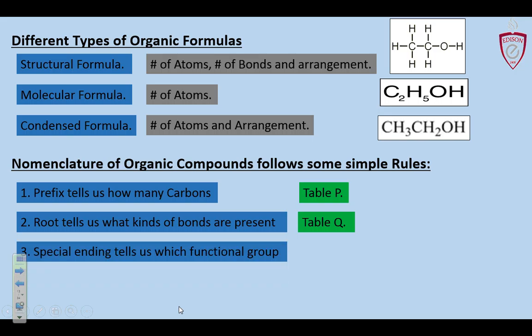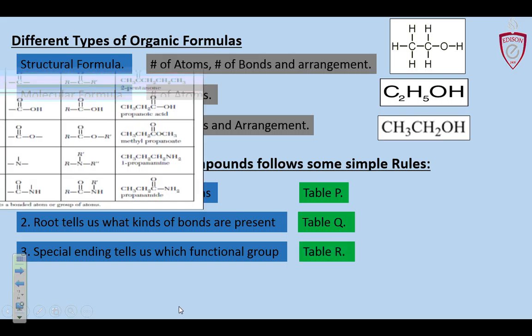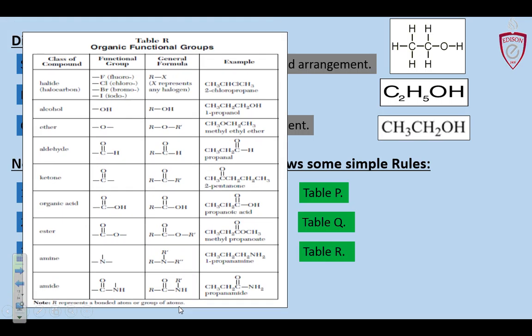And we're not writing this down. I hope you're listening. Then number 3, special ending tells us if there's a functional group or not. This is going to be table R. And there is a special ending on this molecule. Can you see it, Mr. Monaco? OH. So table R has an OH. So I'm playing the matching game. I'm looking for OH hanging off the end of something. I see it in 2 spots.